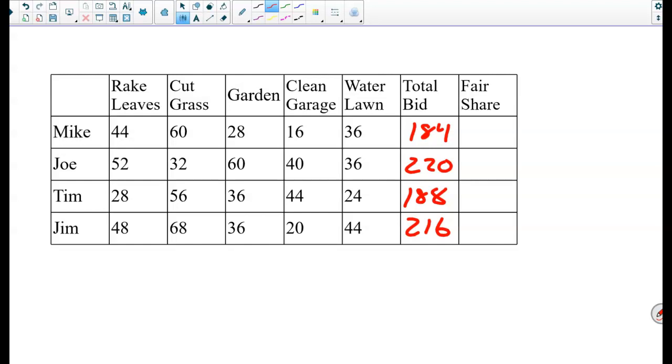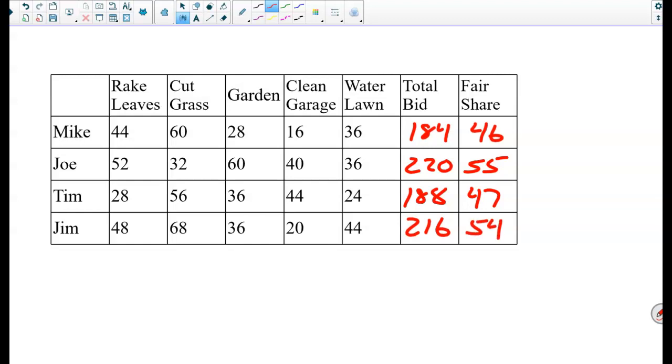And now to get my fair share, I'm taking this total bid and I'm dividing by the amount of people. Never by the amount of jobs or items, just by the amount of people. So I'm dividing each of these numbers by 4. 184 divided by 4 is 46. 220 divided by 4 is 55. 188 divided by 4 is 47. 216 divided by 4 is 54.